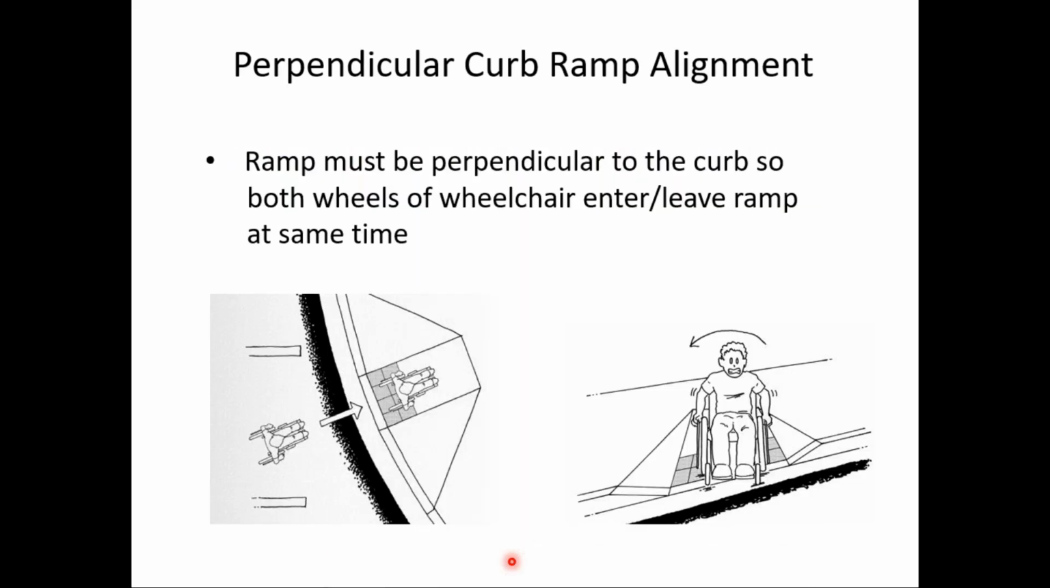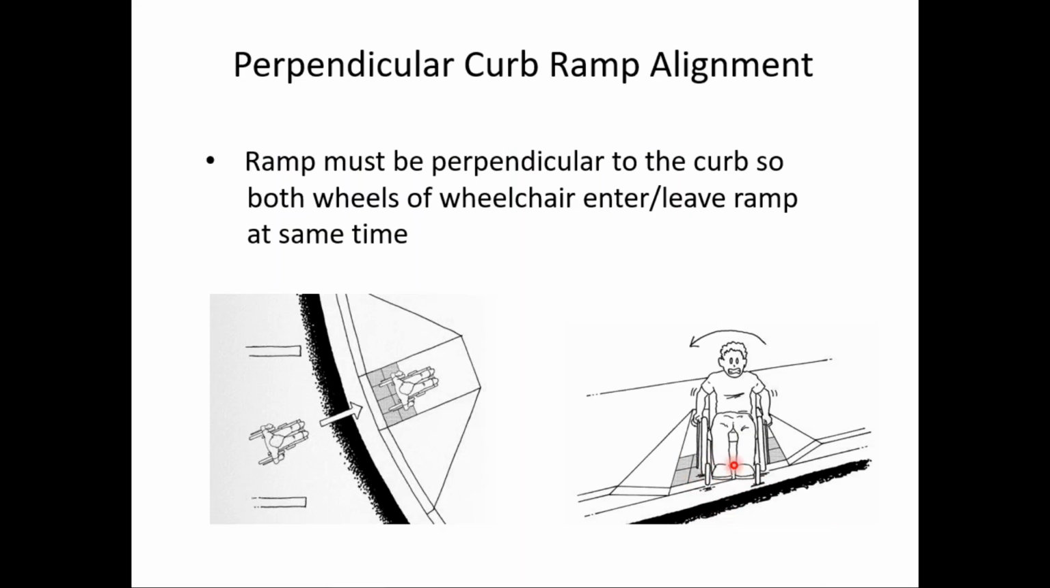It is important that curb ramps intersect the curb at right angles so that both wheels of the wheelchair enter or leave the ramp at the same time, like you see on the left side there. The ramp on the right, I would call that a skewed ramp. We should not be building those. Notice one wheel's on the ramp, one wheel's in the gutter.